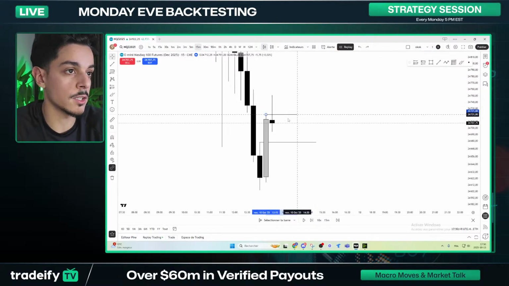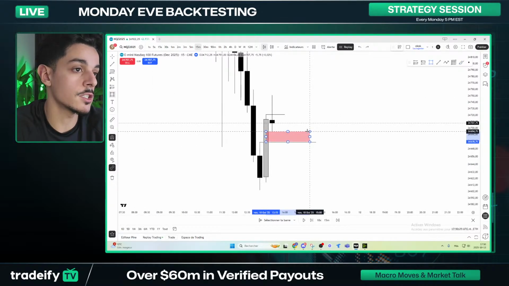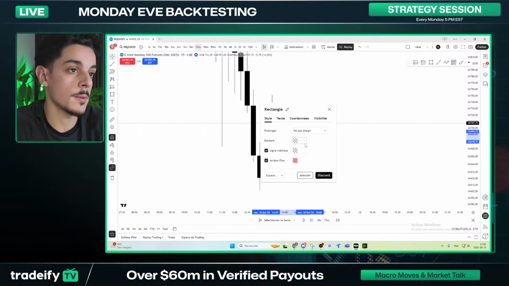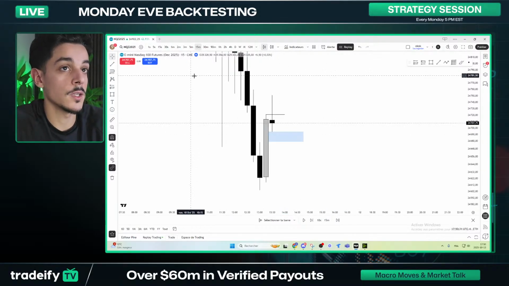We closed back inside the range, failed to accept price above the previous candle's high. What is most likely going to happen? We're going to fill this unfilled bullish fair value gap. Okay, so here, let me just go down.